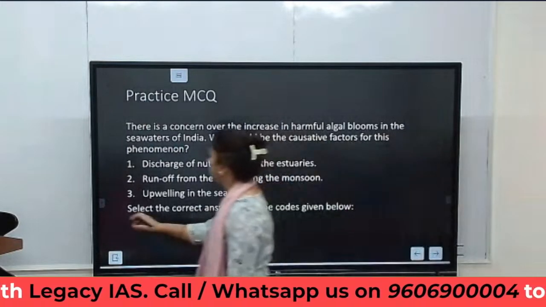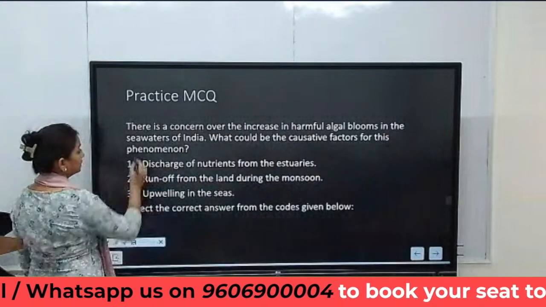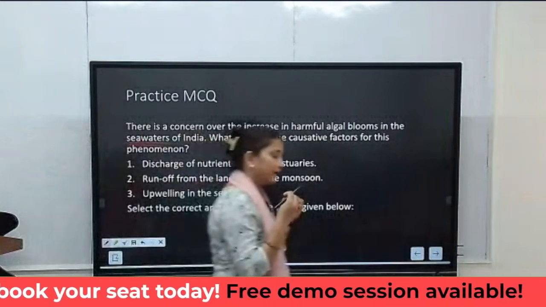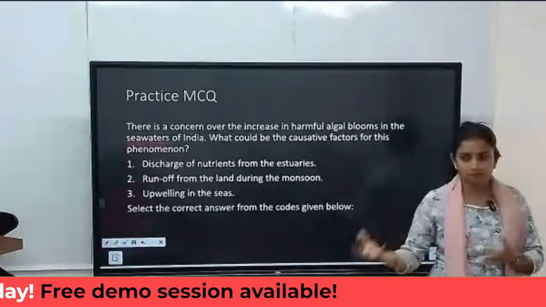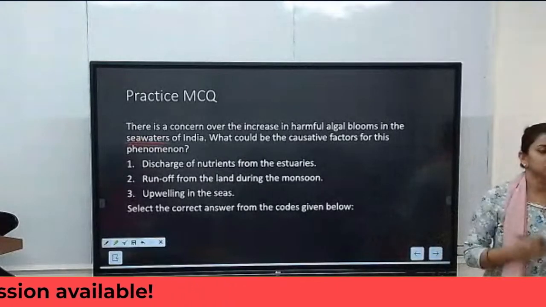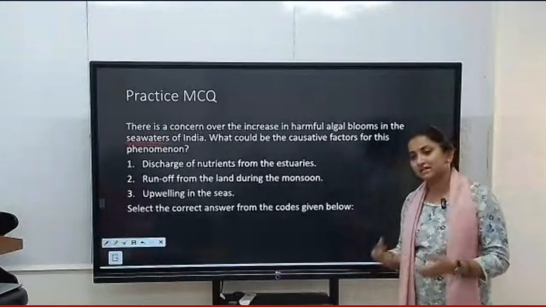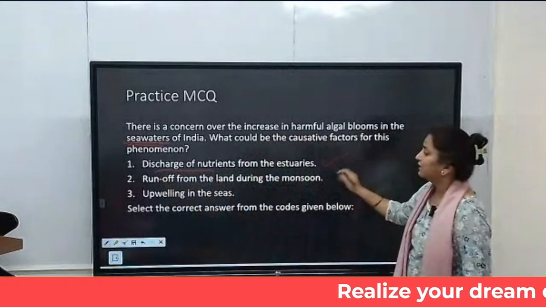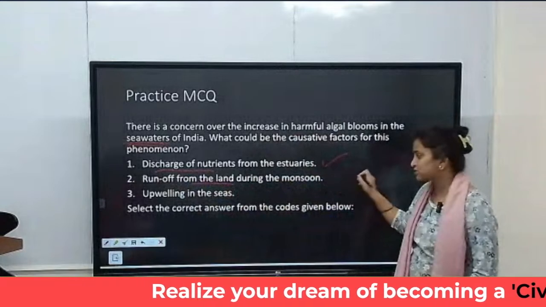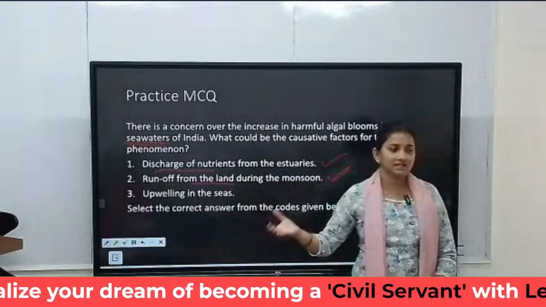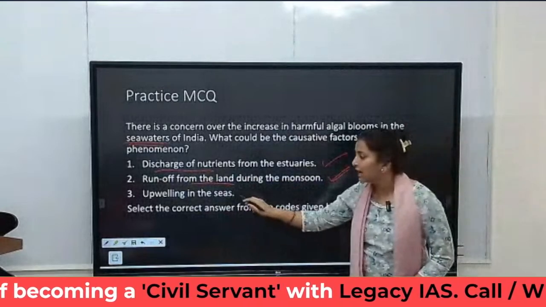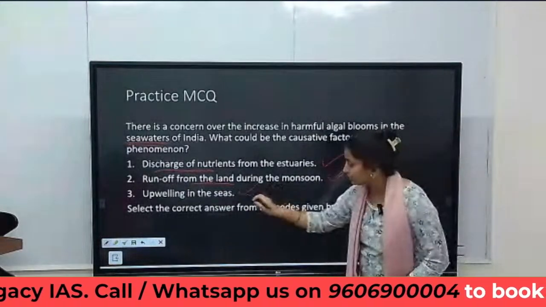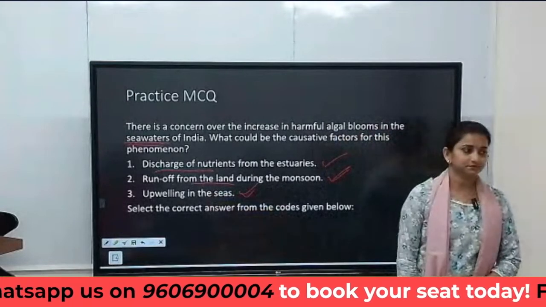See, this is talking about harmful algal bloom in seawater. Harmful algal bloom is occurring because of discharge. Any place where you are witnessing harmful algal bloom, that is because of excessive nutrients. So any statement which says that this is adding nutrients, that statement becomes true. If this is adding nutrients, meaning discharge of nutrients from estuaries, this is true. If it is adding nutrients, runoff from land during the monsoon, this is true. Agricultural runoff will bring fertilizer and pesticides to the sea. So the second statement is also true. And upwelling of seas, nutrients coming to the ocean surface, this is also true because this also brings nutrients to the surface.